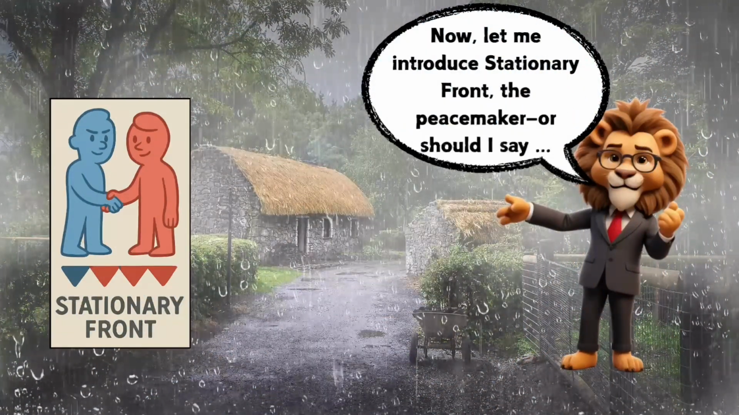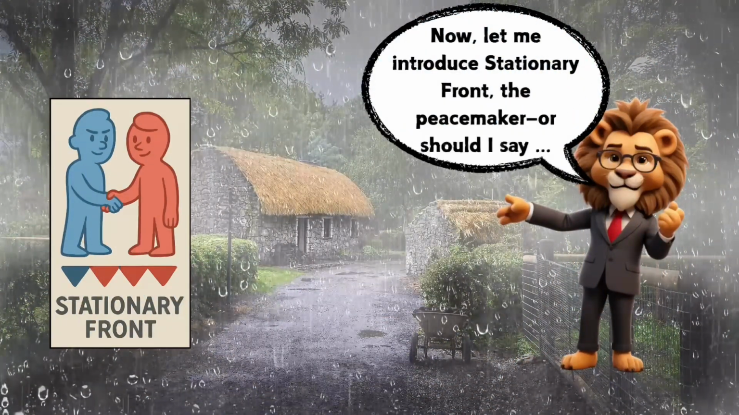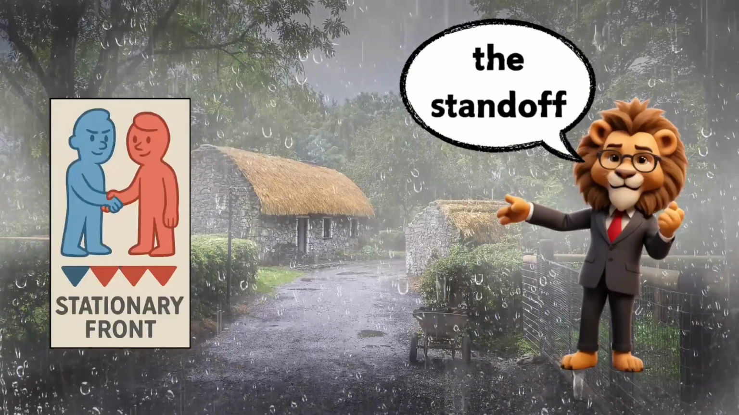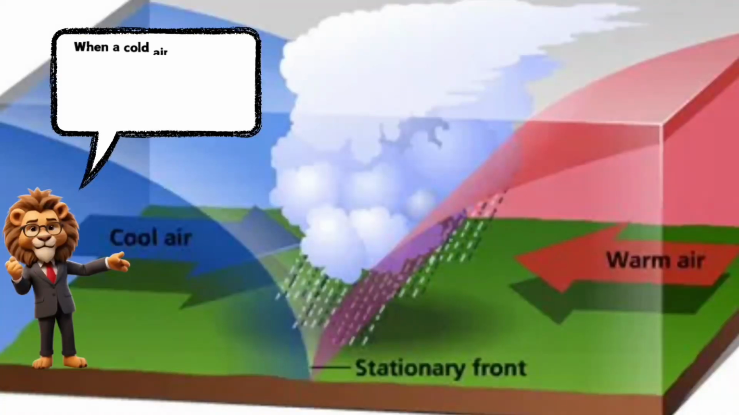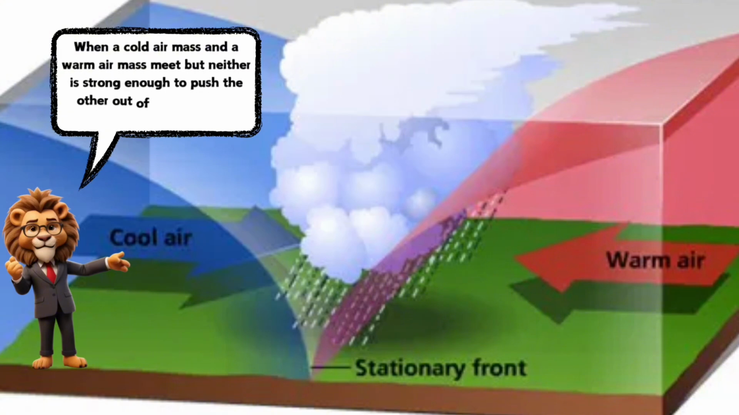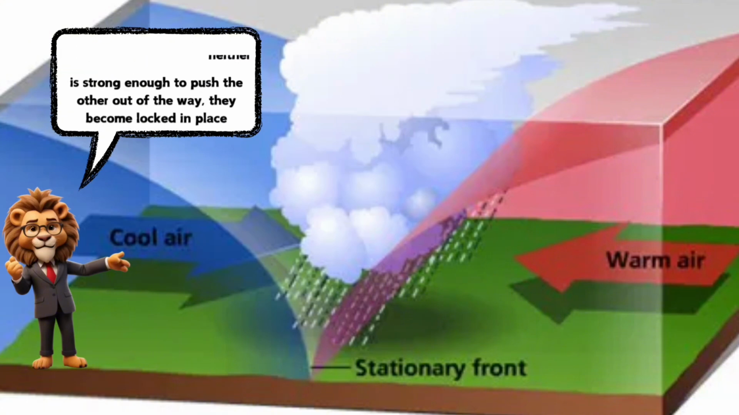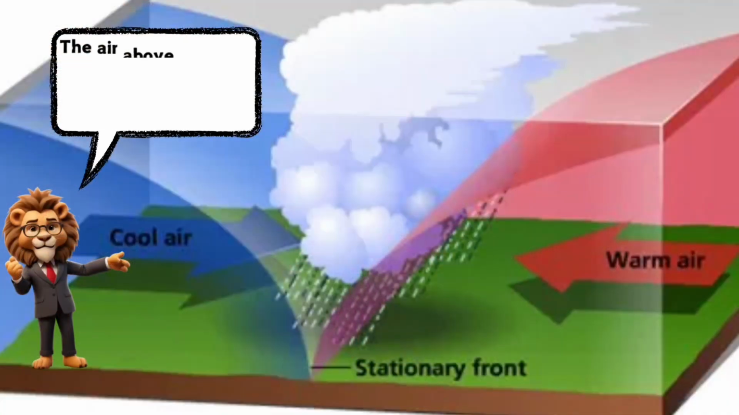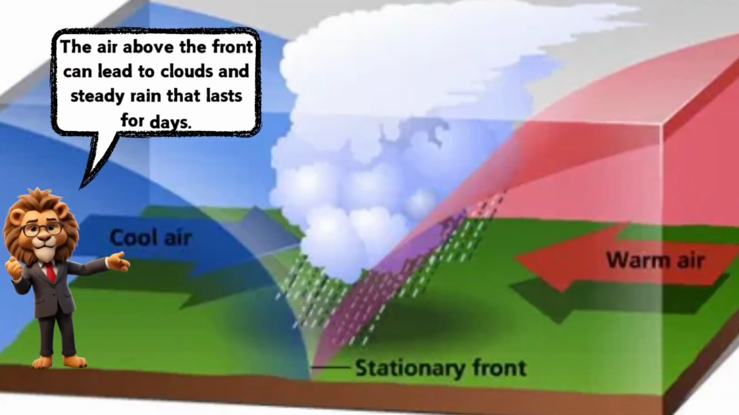Now let me introduce stationary front, the peacemaker, or should I say, the standoff. When a cold air mass and a warm air mass meet, but neither is strong enough to push the other out of the way, they become locked in place, like 2 kids arm wrestling to a draw. The air above the front can lead to clouds and steady rain that lasts for days.